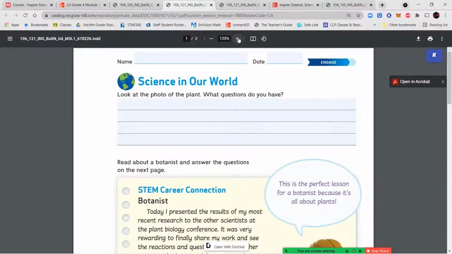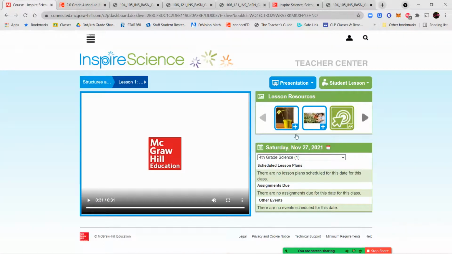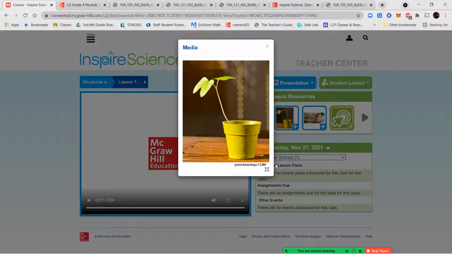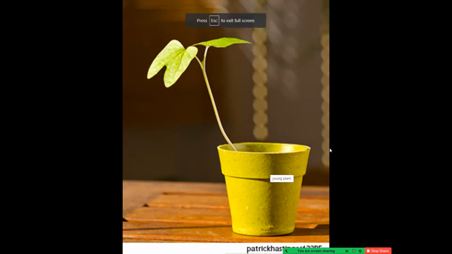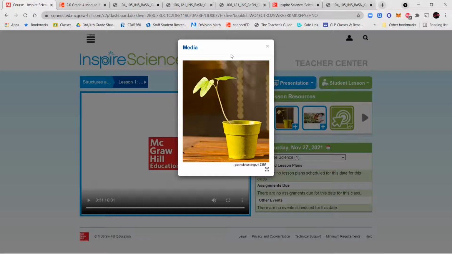It says, look at the photo of the plant. What questions do you have? Let's go ahead and take a look at the picture of our plant over here. And stop and look at it for a moment. Think of all of the questions you have. Write down at least 3 questions about the plant, maybe why it looks a certain way, why it's tilted a certain way, any questions that you can come up with.